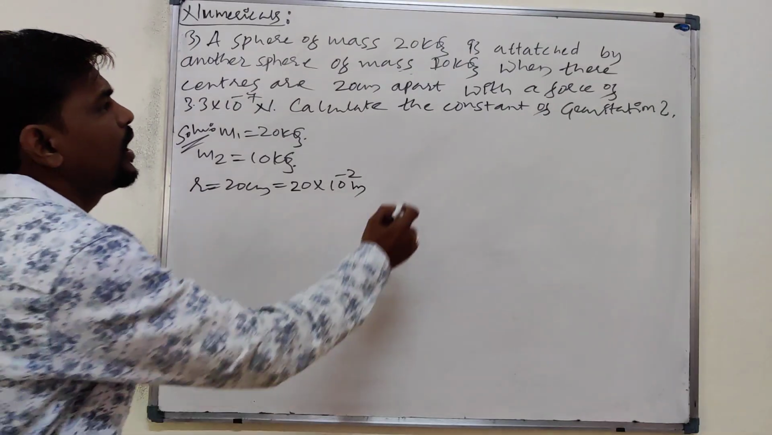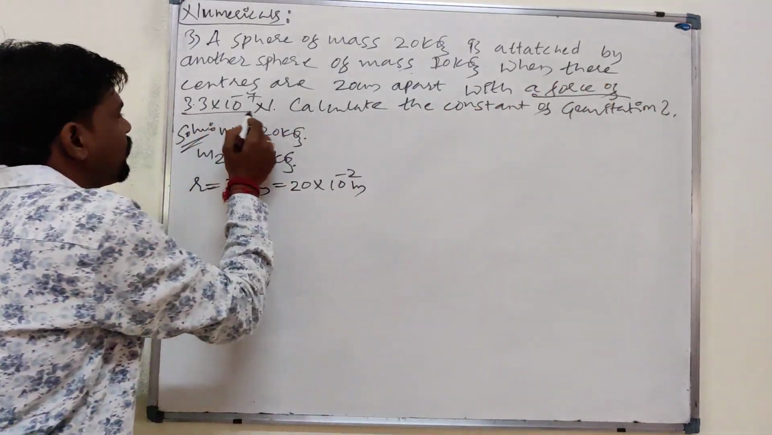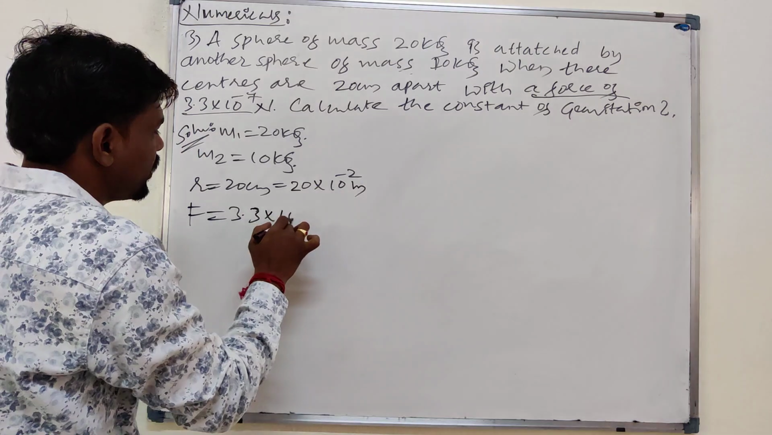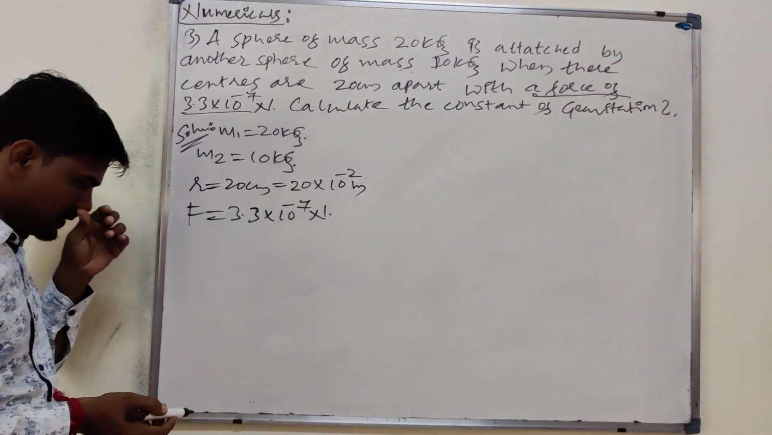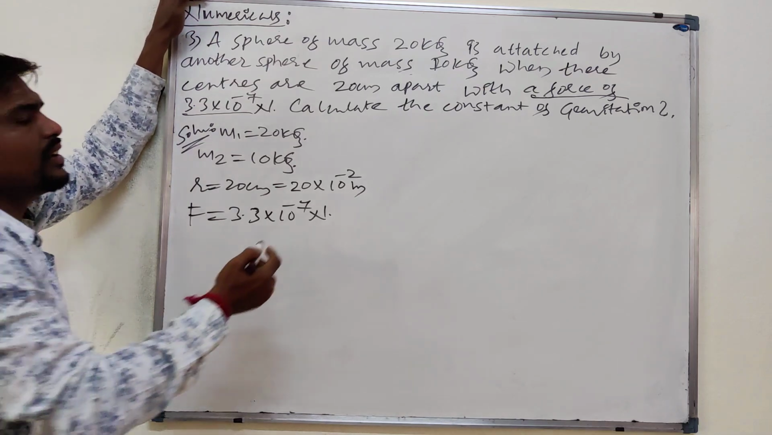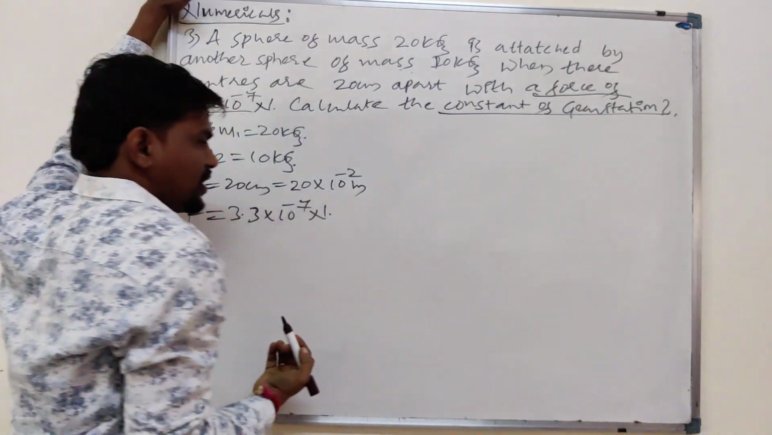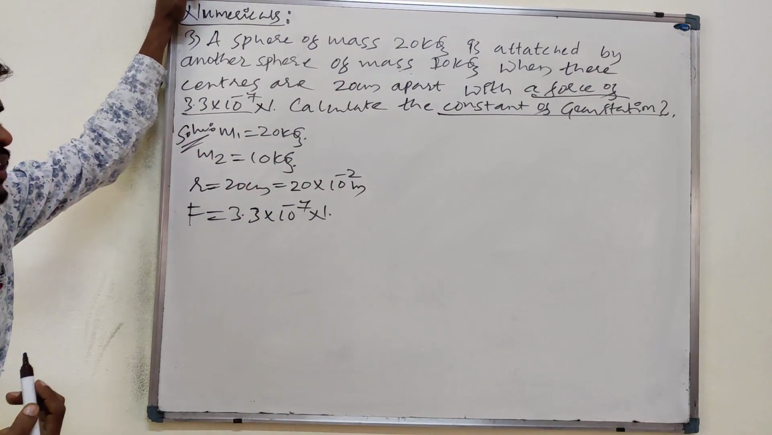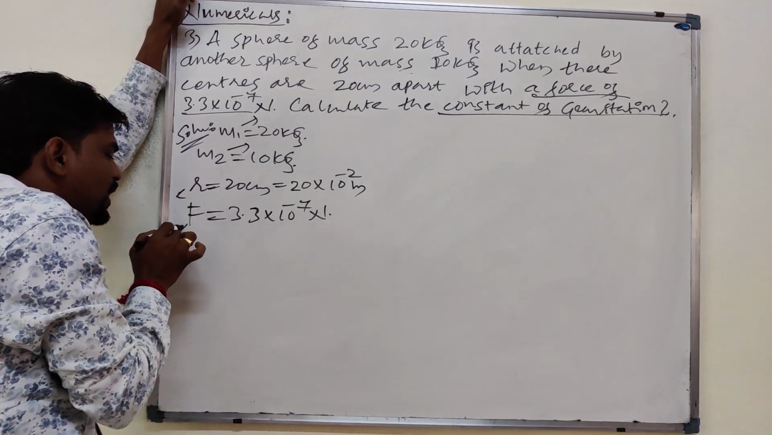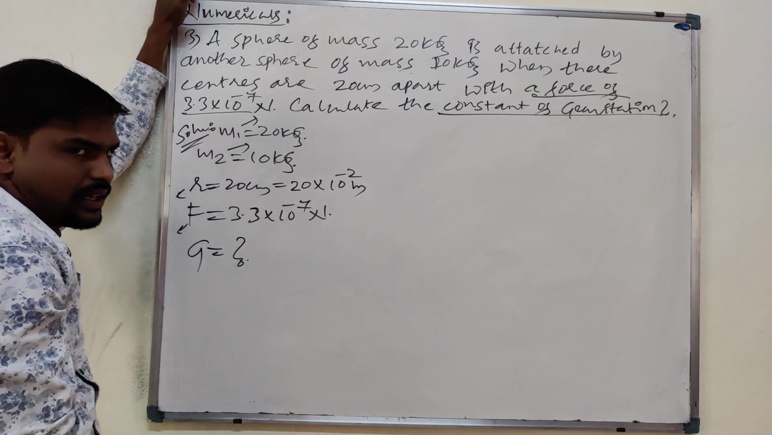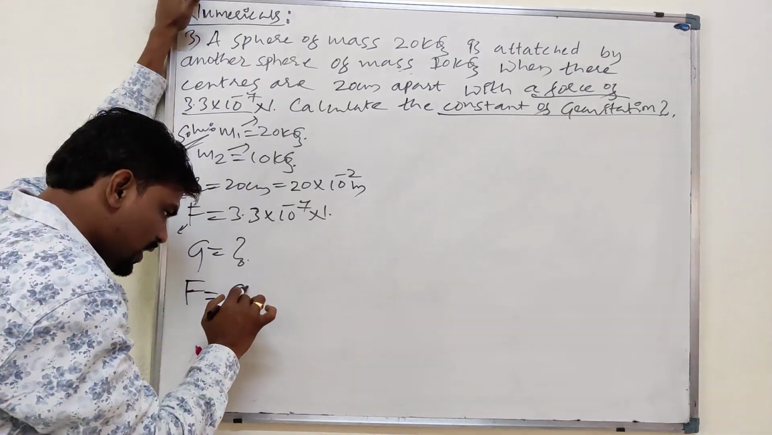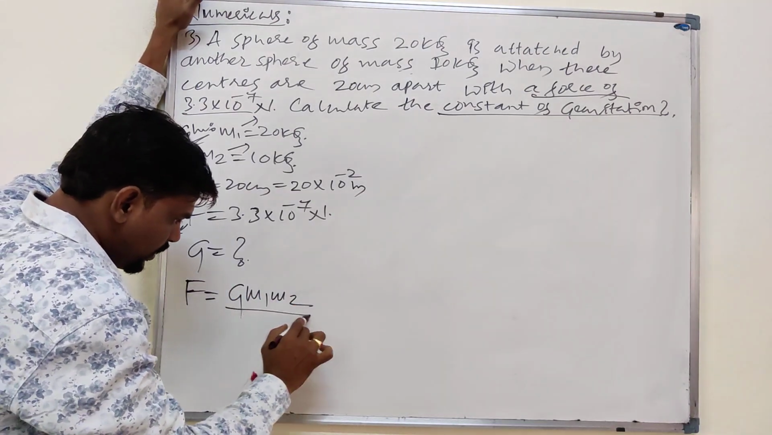Next, put the given force. Force is equal to 3.3 into 10 raised to minus 7 newton. We have to find the constant of gravitation, G. So the formula is F is equal to G M1 M2 divided by R square.